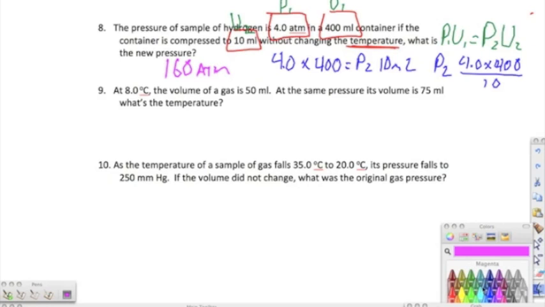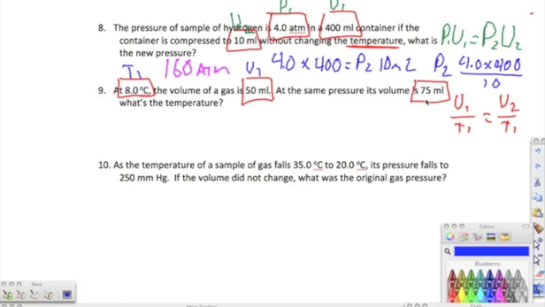Okay, moving on to number 9. It says at 8 degrees Celsius the volume of a gas is 50 milliliters. At the same pressure its volume is 75 milliliters. What is the temperature? So we are dealing with V1 over T1 equals V2 over T2, which is a Charles's law problem. We label everything that we have. This is our T1, here is our V1, and then we have V2. So we are going to be solving for T2.